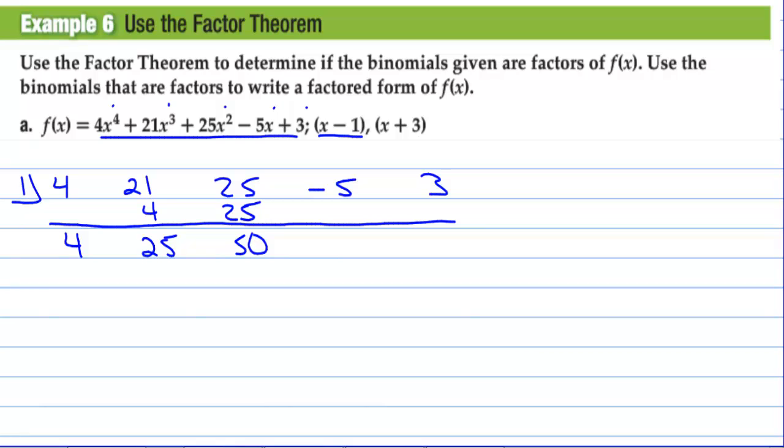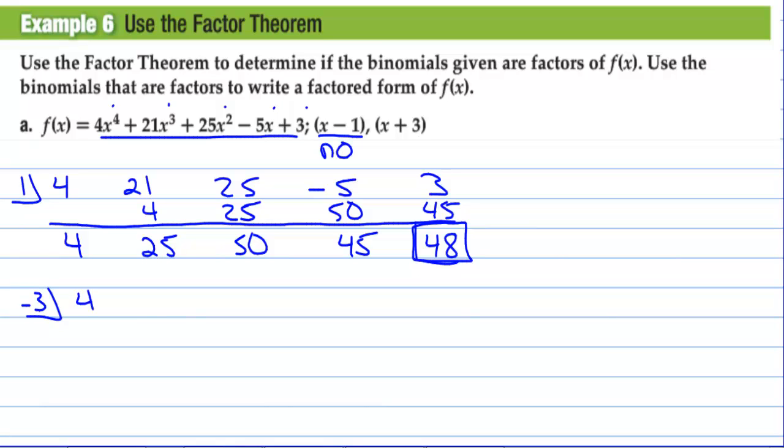1 times 50 is 50. That's 45. 1 times 45 is 45. So the remainder is 48. So the answer here is no. That is not a factor because the remainder is not 0. The remainder is 48. Let's plug in -3.